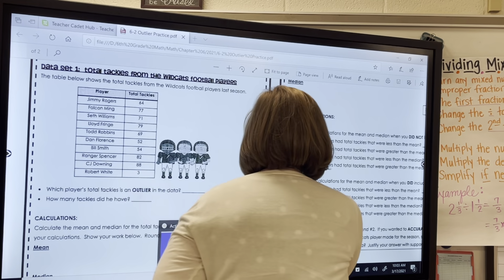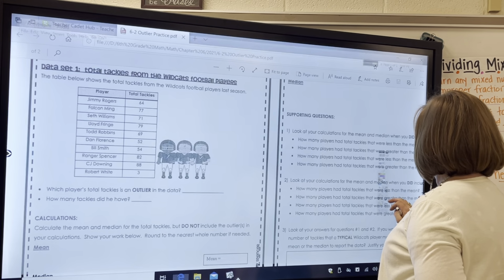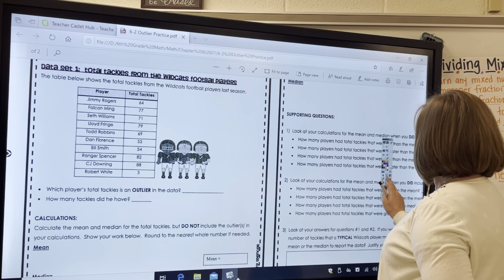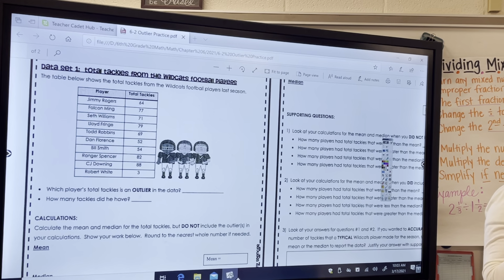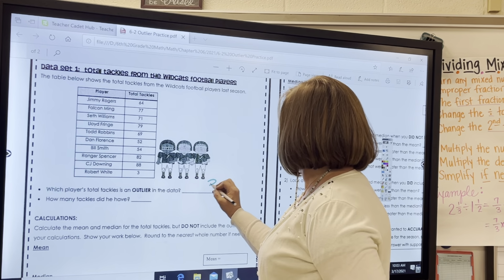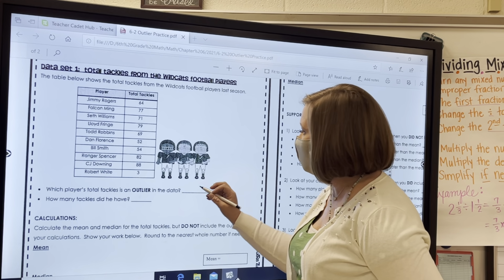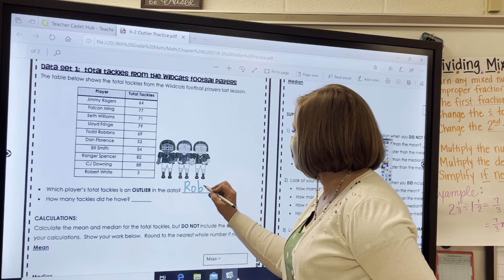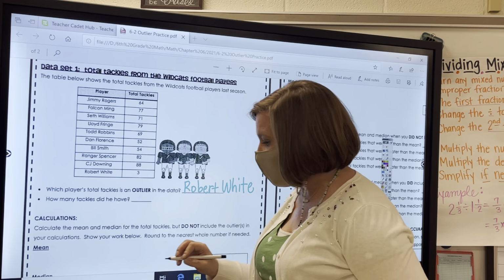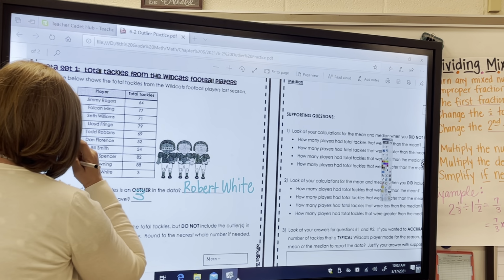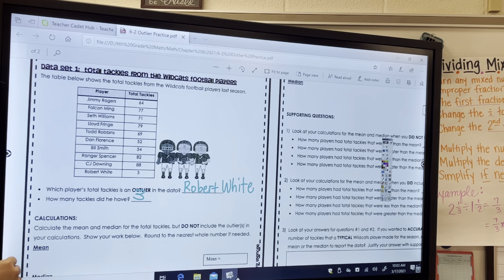Let me write up here. So which one is an outlier? Which one sticks out as not fitting in, as not making sense? The 3. Oh, wait a minute, it asked for the name. Sorry, what's his name? Robert. And how many tackles did he have? 3.